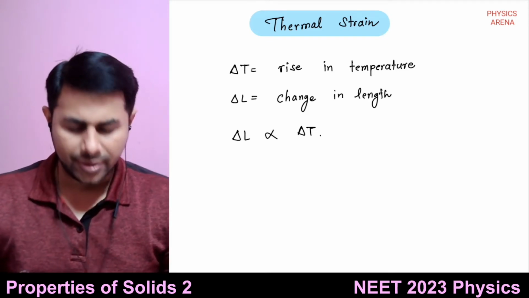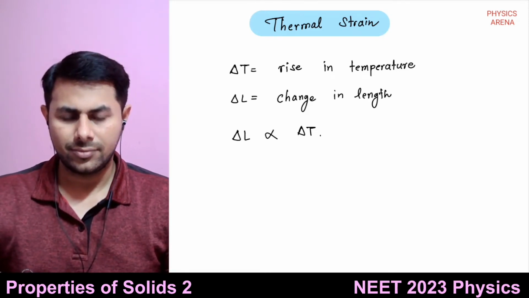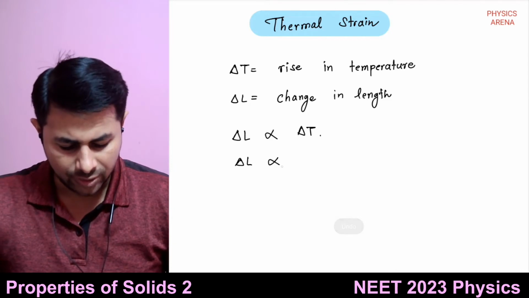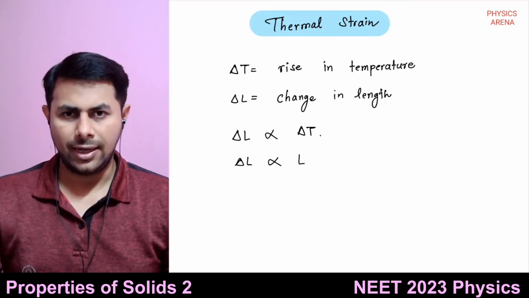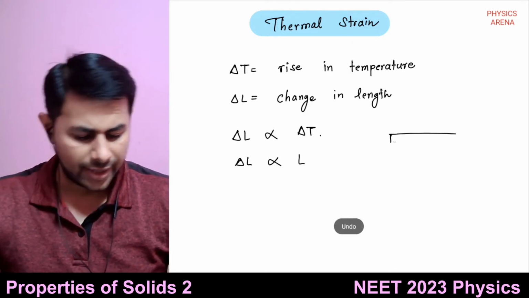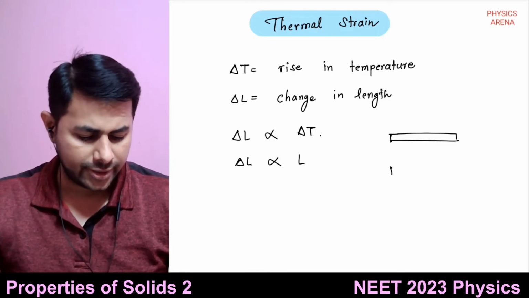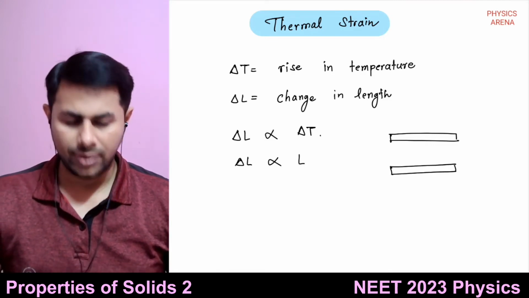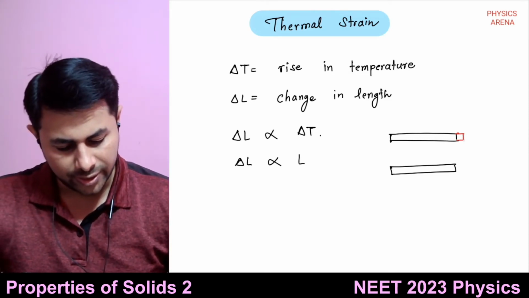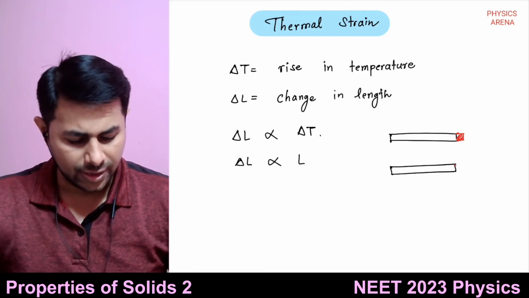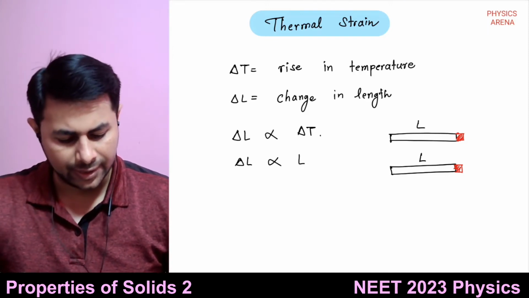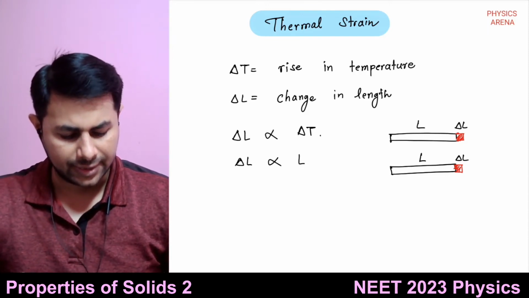What else will it depend on? Of course, the change in length will be more if the length of the wire is more. For example, let's suppose we have these two rods of the same length. Now temperature increases, so what will happen? The length of this rod will increase, let's suppose this much. Their original lengths were L and L, and the increments are delta L and delta L.